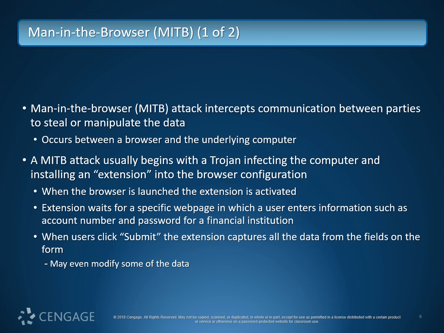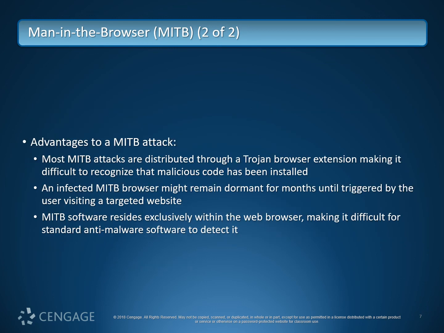So in certain cases, people can actually phish for passwords by having somebody retype a password and sending that through, saying that there was an error. So trying to make sure that people type the password correctly that they're trying to send in. The advantages of this kind of attack: most MITBs are distributed through Trojan browser extensions, making it very difficult to see that malicious code is present on the system. An infected browser could remain dormant for months.